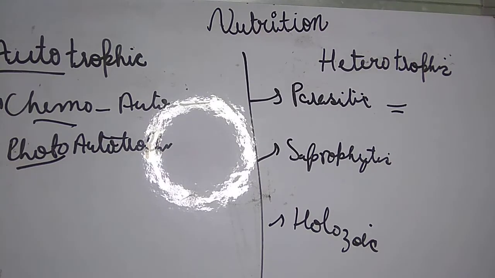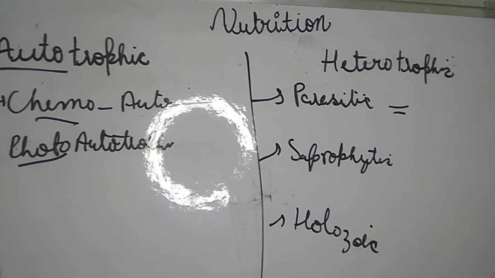In parasitic mode of nutrition, the organism is totally dependent upon the host, for example trypanosoma. In saprophytic mode of nutrition, the organism feeds on dead decaying matter, for example fungi. And in holozoic mode of nutrition, it is dependent upon living organisms, like yeast, human beings, etc. Now we will talk about autotrophic nutrition first.